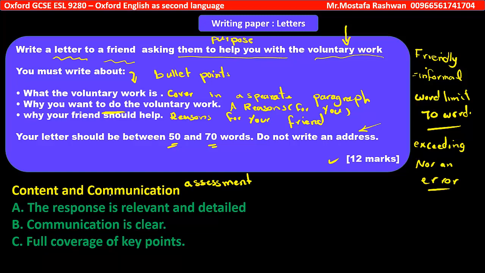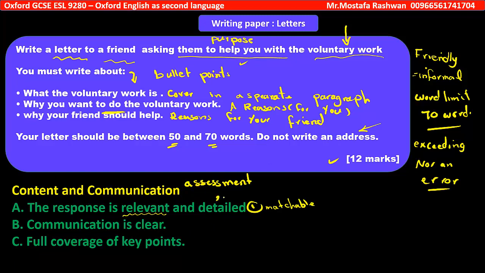Regarding the content and communication, what is required in the content and communication? Number 1 here, the response is relevant and detailed. Relevant means you achieved the task successfully and the paragraphs you provided are an explanation of the required bullet points. And matchable. It must be matchable to what? Matchable to the targeted points in the question.